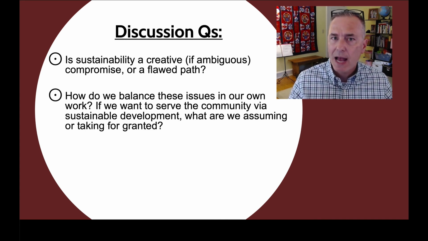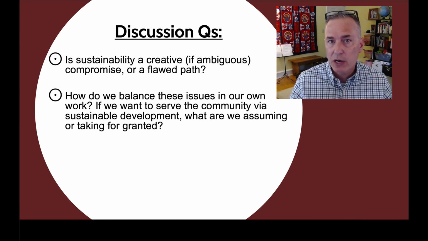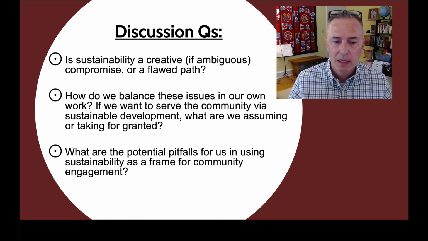And more practically, how do we balance those issues in our own work? If we're actually going to do some kind of sustainable development work to support the community, either on campus or in the Hamilton community, how do we achieve that? How do we take a thing that might be somewhat flawed as a term, ambiguous as a term, and use it? And what kinds of things do we actually have to take for granted? Are there challenges that we're going to face because of the way that sustainability is defined or not defined, if we take that more ambiguous side of things? And are there any pitfalls for us using sustainability as a framework for community engagement?